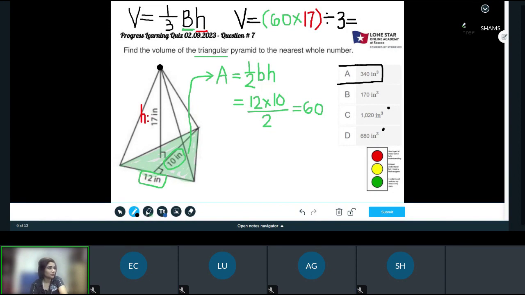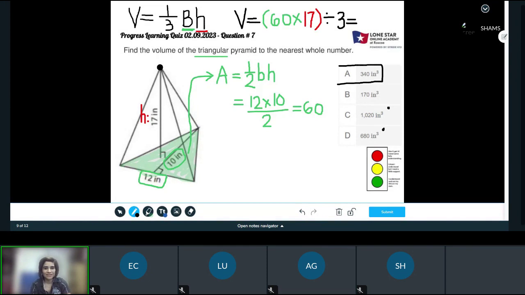Logan, let me see what you got. Yes, you got the correct answer. Logan, 340. Annalie, always find the base area first. That is correct. And that will lead you to the right answer.